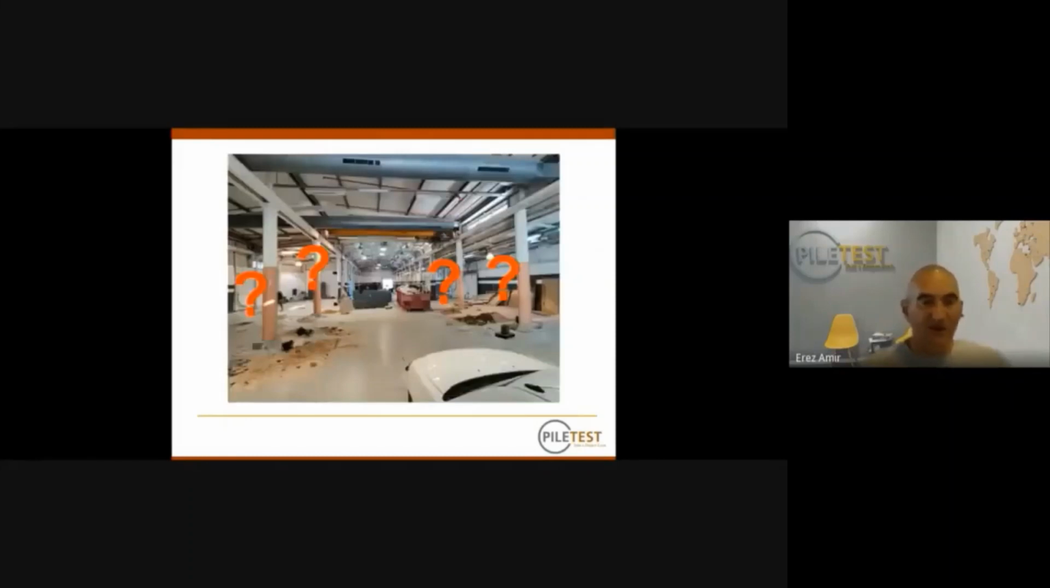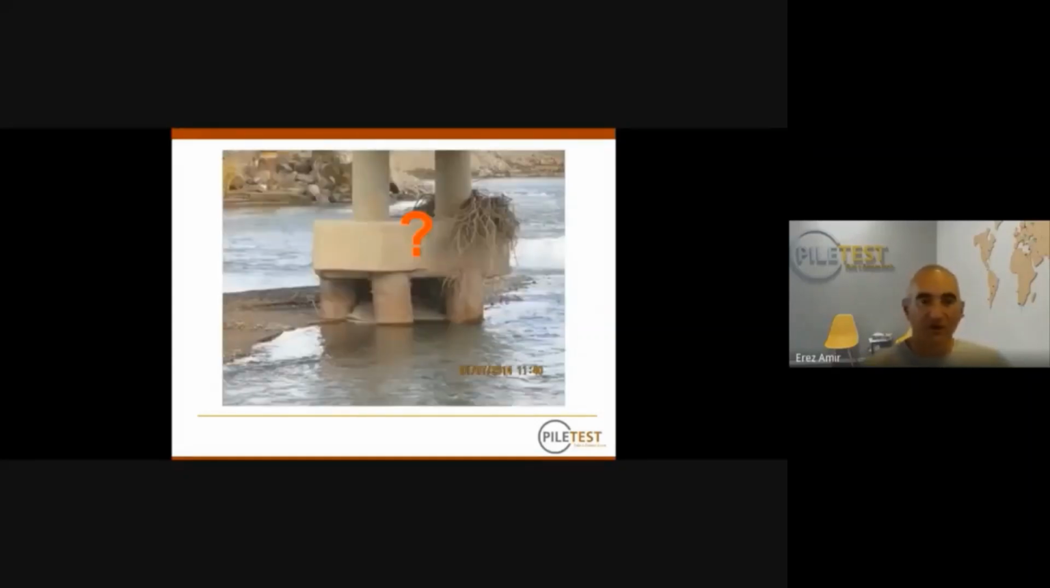Another scenario: this building needs to be expanded. Very little information about the piles exists. For some reason, documents are lost, and so on. Another example: here the side of the piles is visible, but we don't have enough information for any future plans about this bridge.